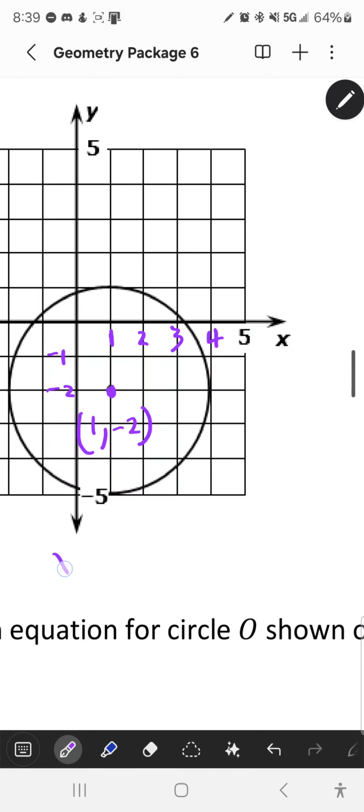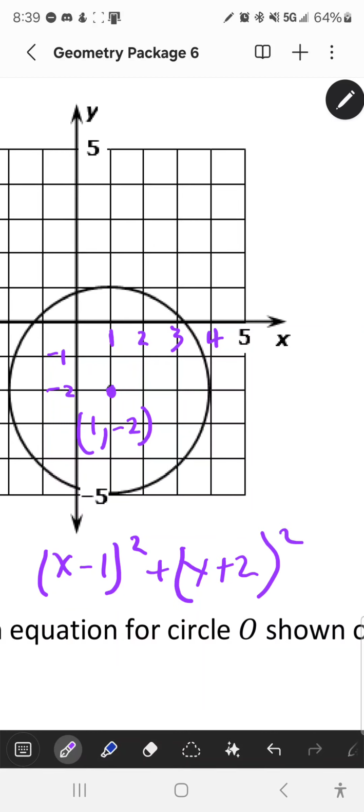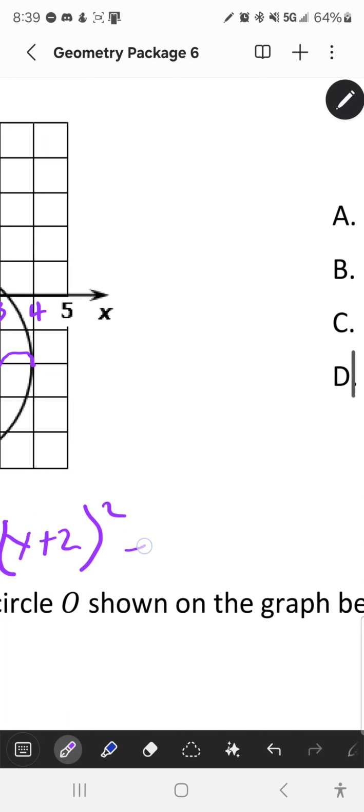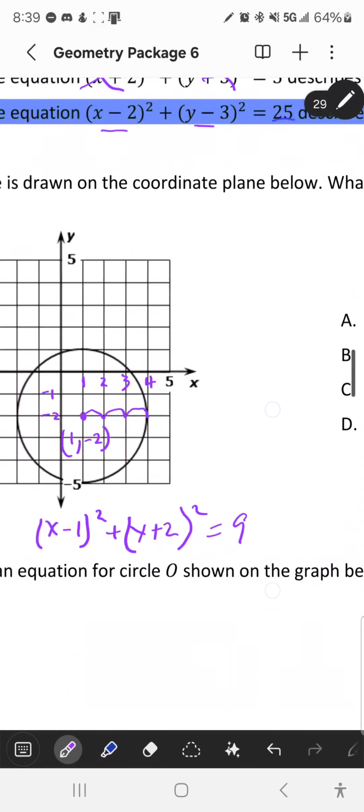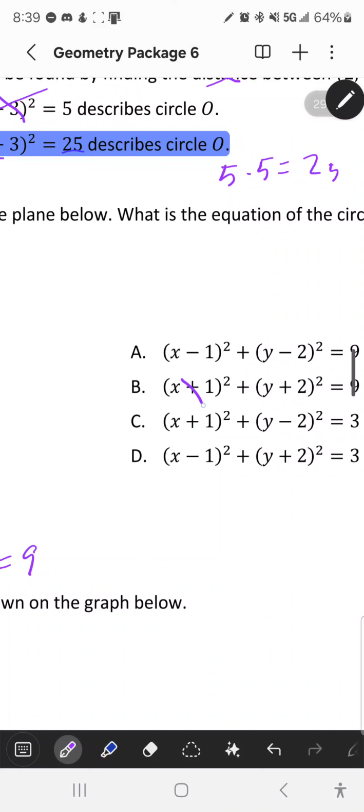Now the equation will be x minus 1 squared plus y minus 2, which is plus 2 squared. And now we want to know the diameter. We can say 1, 2, 3. So the diameter is going to be 3. This is going to be 3 squared. Diameter, no, the radius, I'm sorry. So r squared is just 3 squared, which is going to be equal to 9. So it is x minus 1.